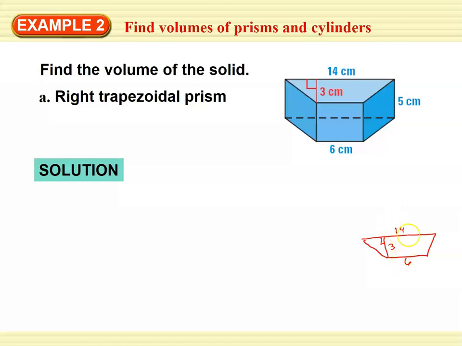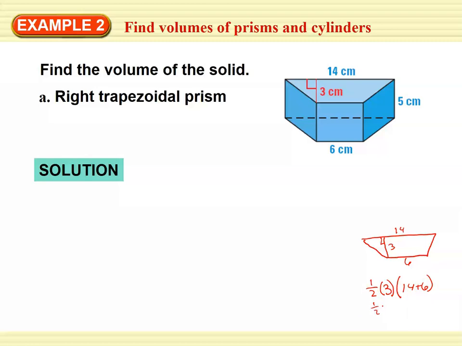And that's 6. So how we find the area of a trapezoid, it's half of the height of the trapezoid times the 2 bases of the trapezoid, the 14 and the 6, added together. Okay, so that part's just using what we did last chapter. So 14 plus 6 is 20.